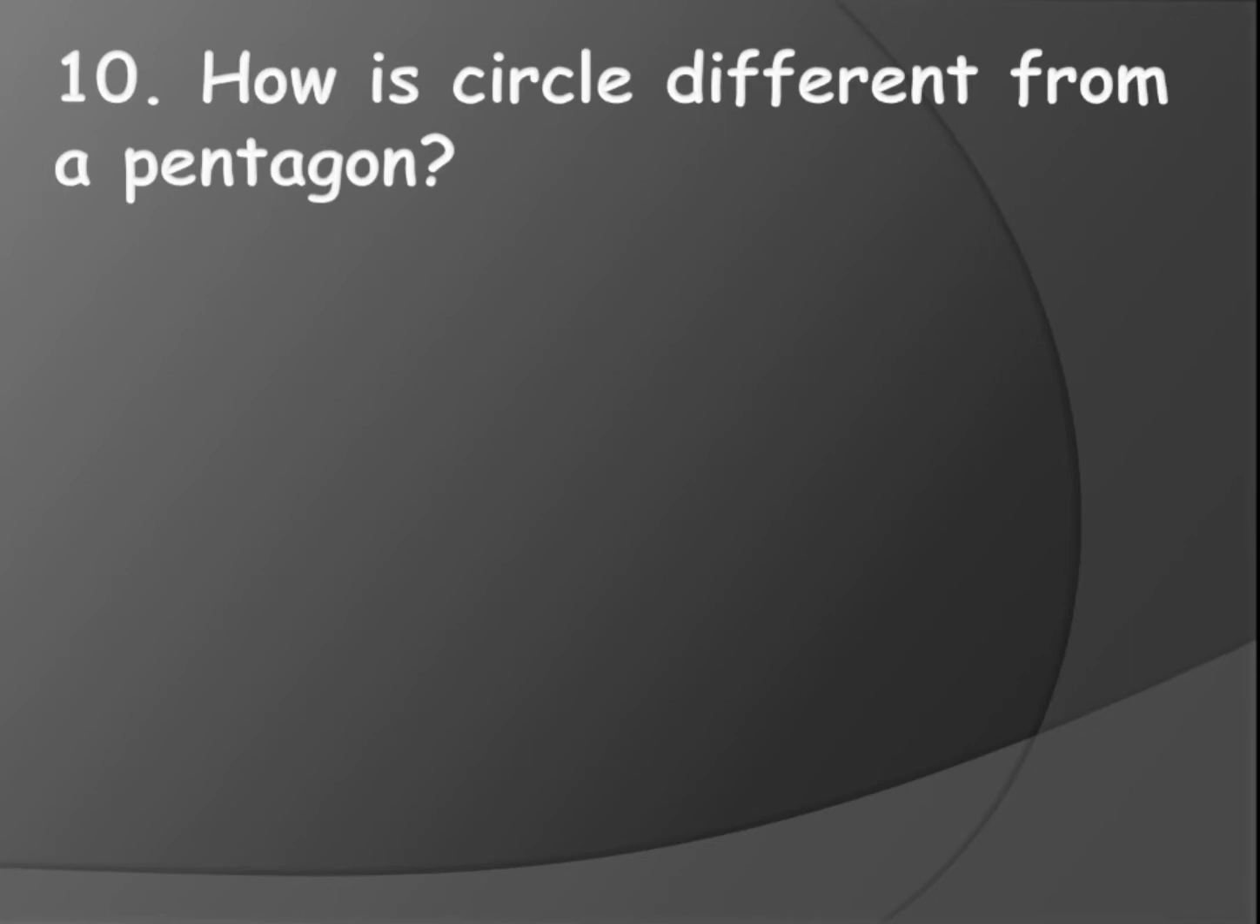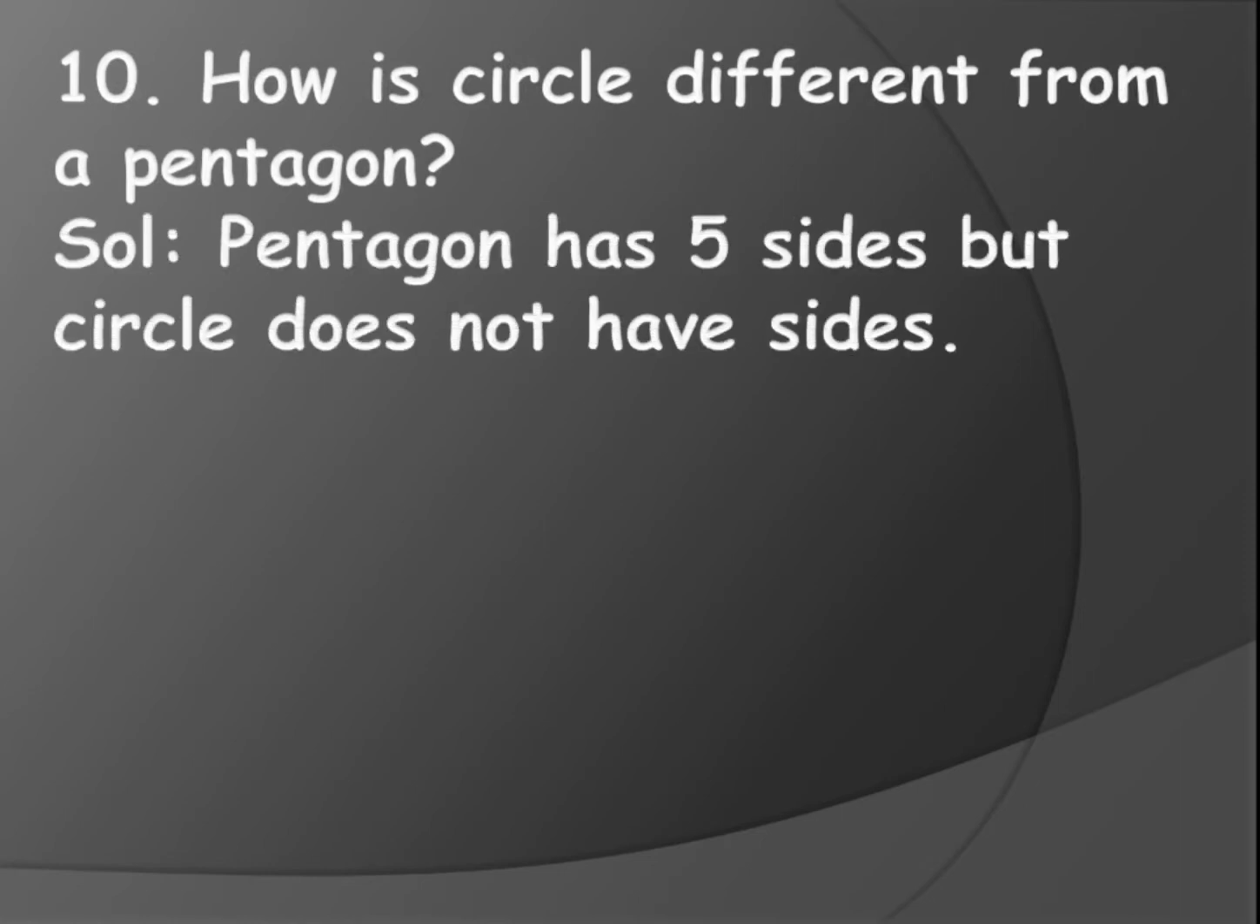So how is a circle different from a pentagon? A pentagon has five sides, whereas a circle has no sides and no corners. A pentagon has five sides and five corners. So you will mention that a pentagon has five sides and five corners, but a circle does not have any sides or corners.